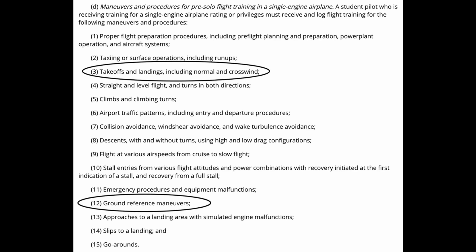And if you look there, what you can see is we're given 15 different things that we can do during that pre-solo training. And we talked about earlier doing the takeoff and landings, and we talked about doing some ground reference maneuvers. So the alternate way to do it would be "training per 61.87(d)", and then in parentheses you would put 3, 12.